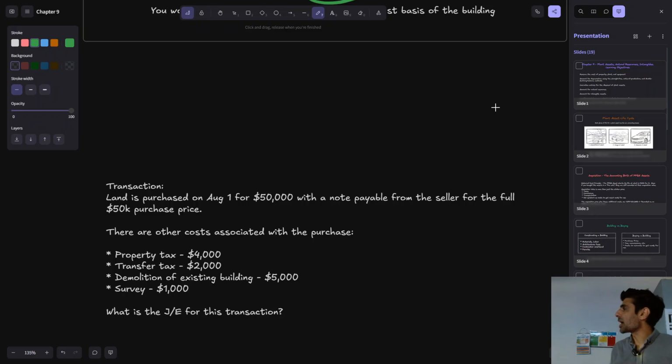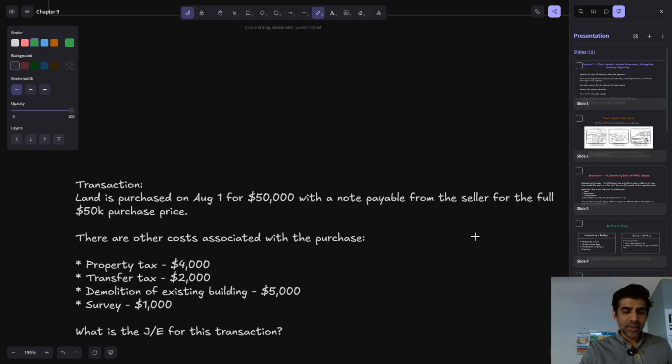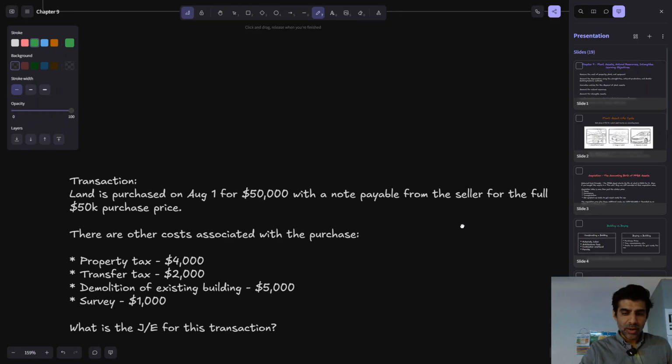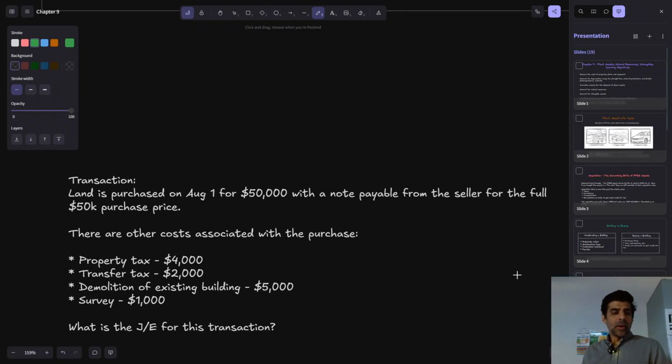Okay, so why don't you try to do this problem? We have land that we purchased, and there are several other costs that are associated with it. So just try to figure out what the journal entry is.